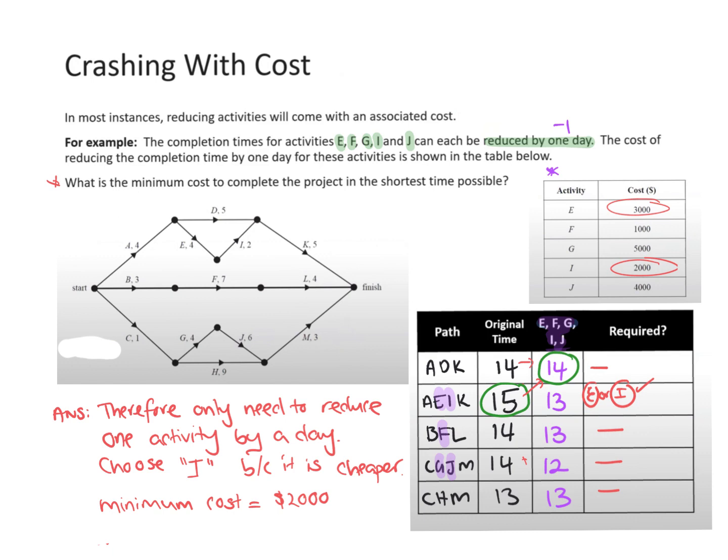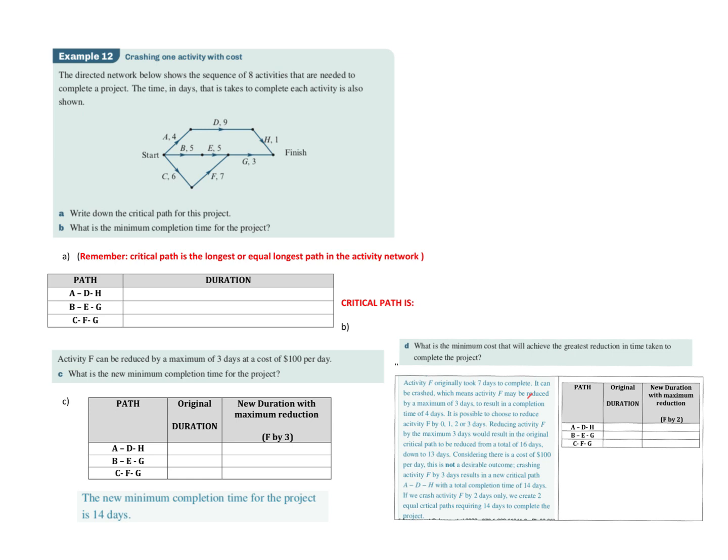Okay, so therefore, we know it's I, and when they ask what's the minimum cost to do this completion, we're going to say it's 2,000 because I costs us 2,000 a day.